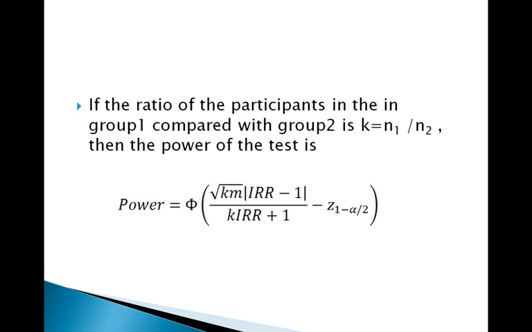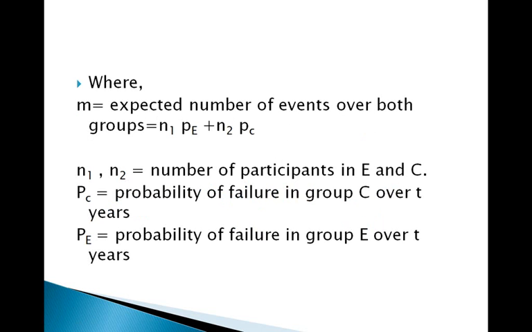If the ratio of the participants in group 1 compared with group 2 is K equal to N sub 1 over N sub 2, then this K value is represented in here. Typically K is 1, but that doesn't have to be the case, and if it is, then this would reduce to just M, the absolute difference between the incident rate ratio and 1. Note we are taking minus the Z sub 1 minus alpha over 2. This is the power calculation.